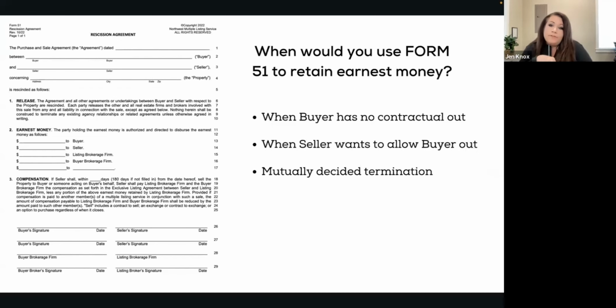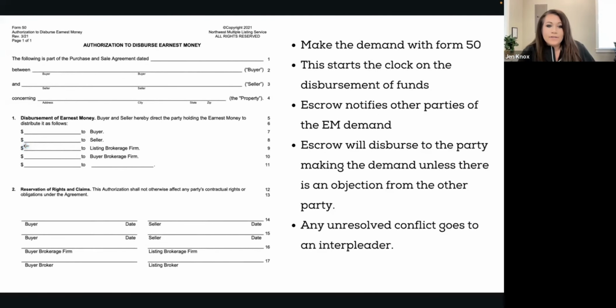I've seen the use of Form 51 as well. And I wanted to bring it up mainly because it does look really, really similar, but there's a difference in the forms between the 50 and the 51. The 50 is a form that is meant for specifically telling escrow, this is to disperse earnest money. It is to be used with another termination. This is not a termination in itself. The 50 is just the instructions on what to do with the money.